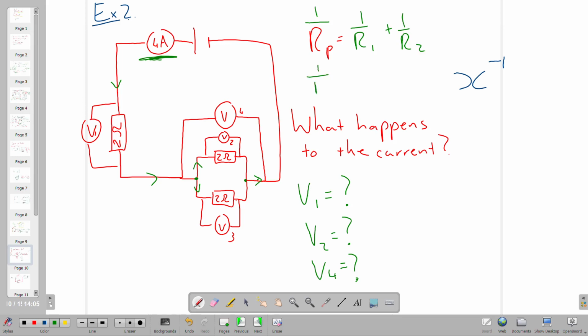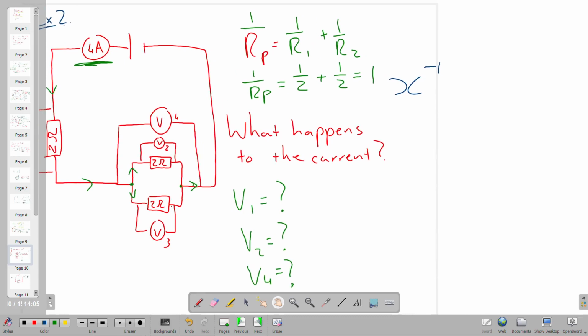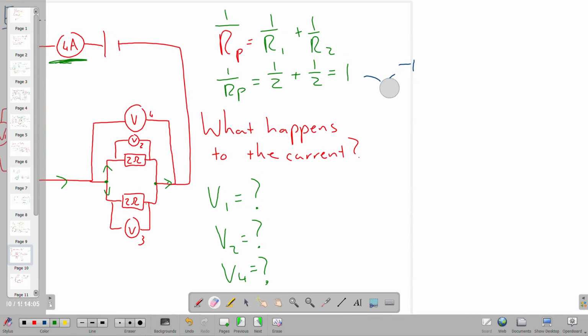So 1 over Rp, what's my first resistor? It's 2. The second resistor is 2. So total is 1. Alright, I'm just going to quickly shift it a bit to the side. I'll talk about this X now. Okay, so we can see that 1 over Rp is equal to 1. Now in this case it's pretty simple to find the inverse because Rp will just be equal to 1. But when you're able to use your calculator, I'll quickly show you the steps.